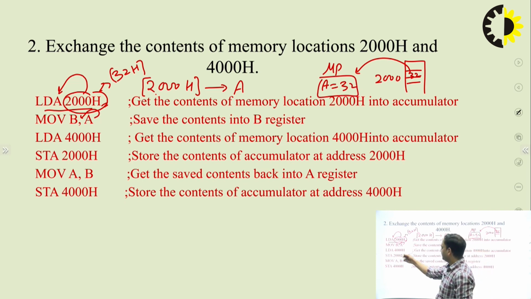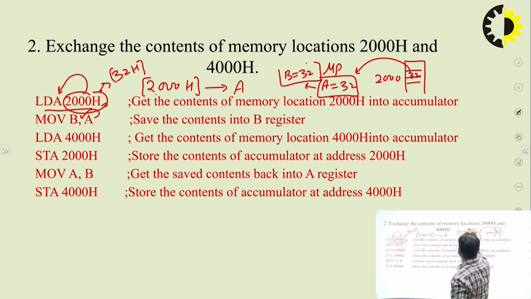Fine. MOV A, B. So this content of A will move into the B register. So B register will carry the 32H.